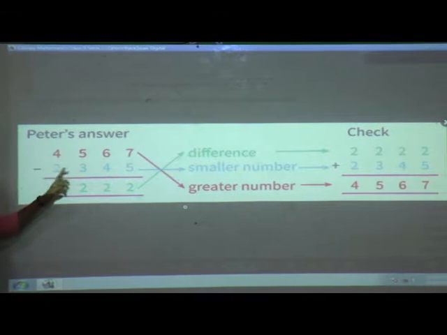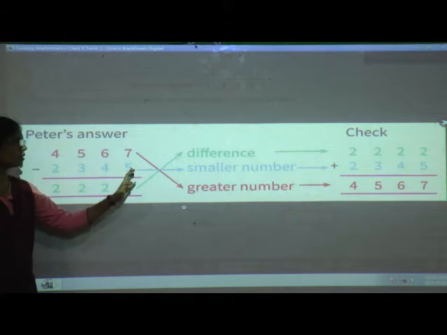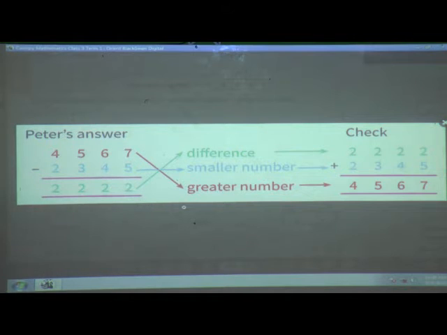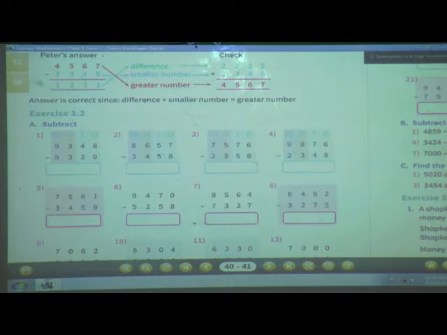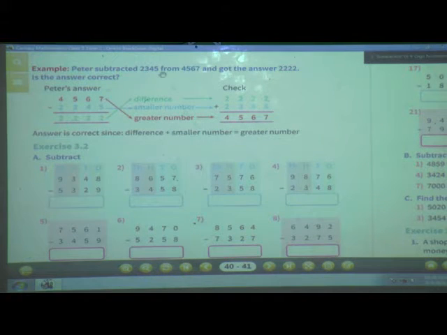And 2345, this is the smaller number. Okay. Now here, what is the question? Peter subtracted 2345 from 4567 and got the answer 2222. Is the answer correct?